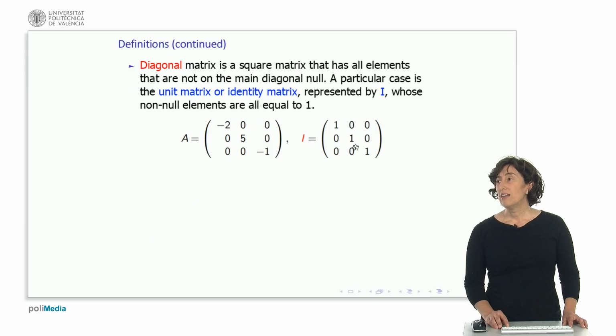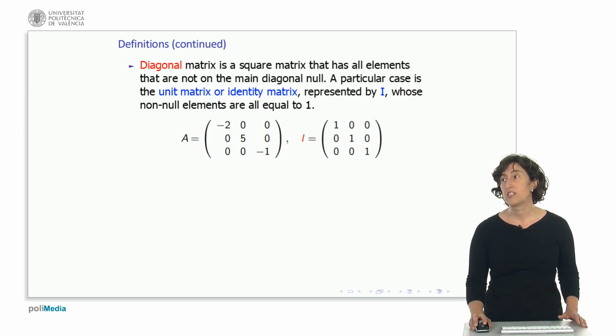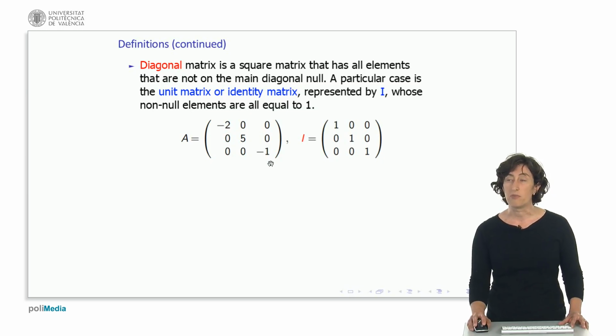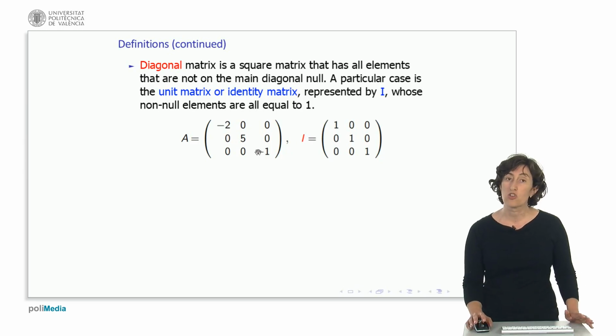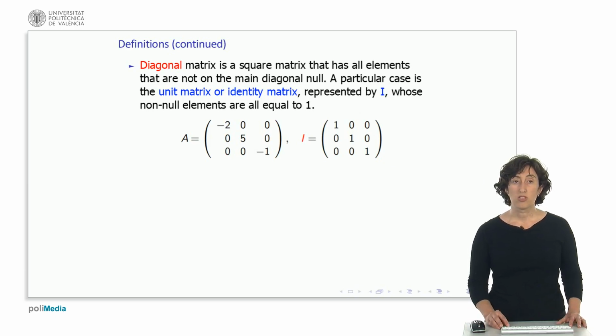Within the square matrices, once we know what the main diagonal and the secondary diagonal are, we can define the diagonal matrix. That is a square matrix that has zeros outside the main diagonal, and it can have zeros or non-zero numbers only in the main diagonal. A very special diagonal matrix is the one we know as the unit matrix, or identity matrix, which has ones in the main diagonal and zeros outside it. It appears on many occasions in the products and operations that we do with matrices.